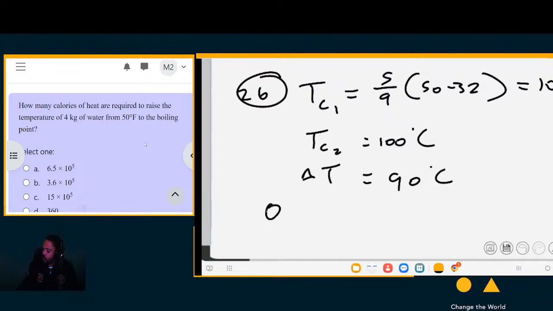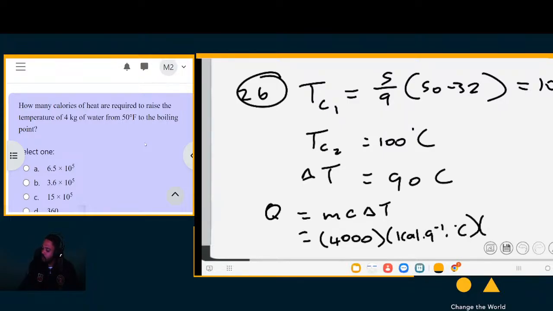Now, how do we get the heat? We know that heat is equal to mass times specific heat times the change in temperature. Now, what is the mass? It's 4 kilograms. The specific heat is that of water, or rather, they are using calories. They want it in calories. So let's use it in grams. 4,000 grams, that's 4 kilograms. And then in terms of specific heat, it's 1 calorie per gram per degree Celsius, times 90.